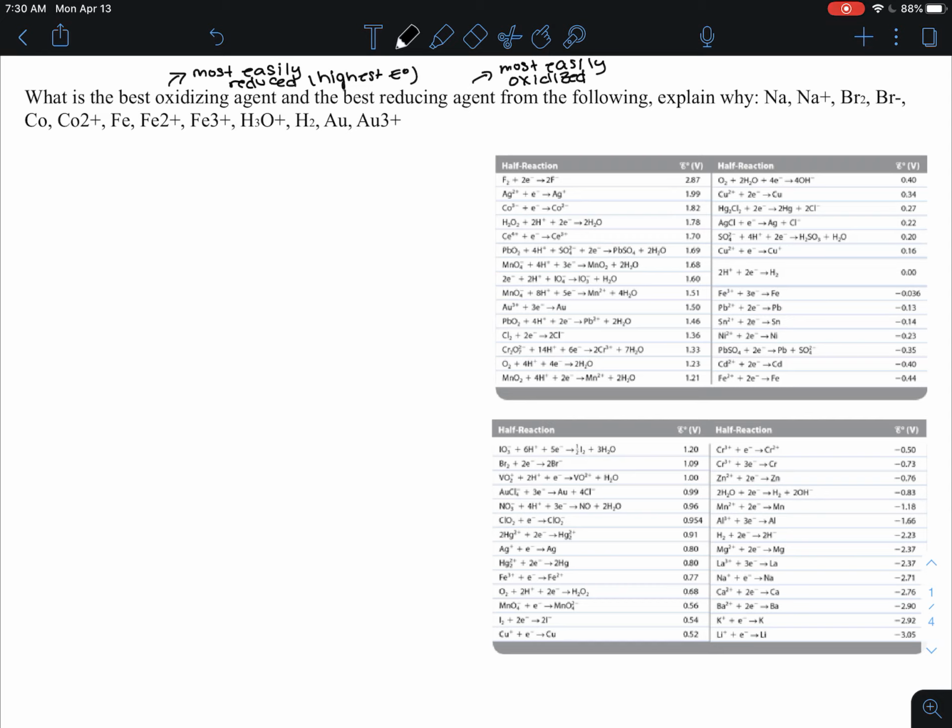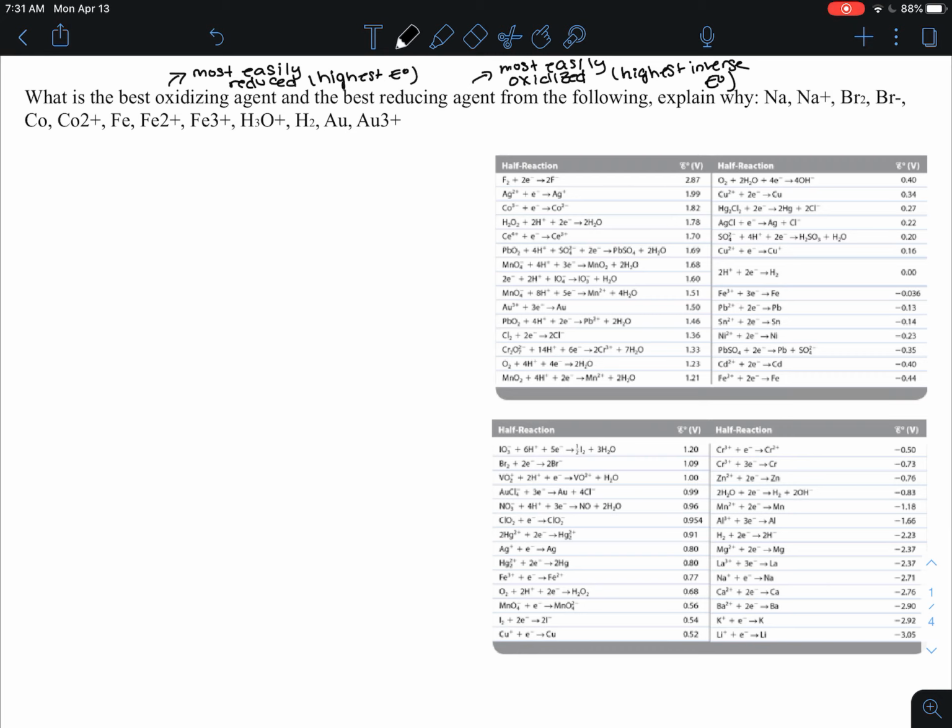Remember that all of these half reactions are always given in the reduction form. So if we're trying to figure out which is the best reducing agent, we have to flip the reaction and find the highest inverse cell potential, because it's the opposite process.